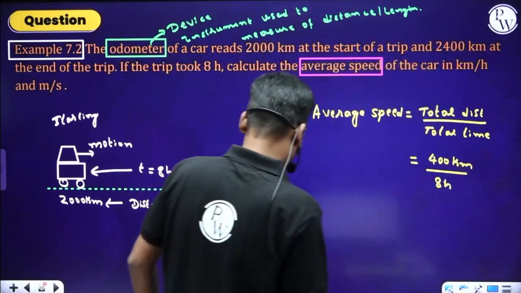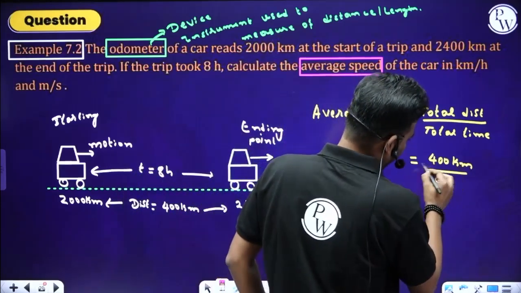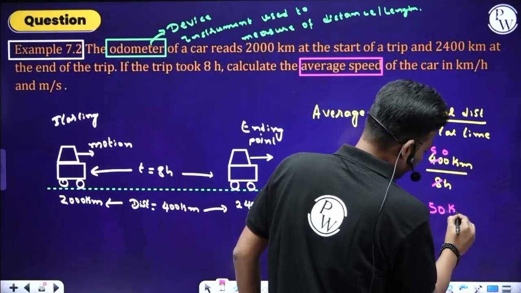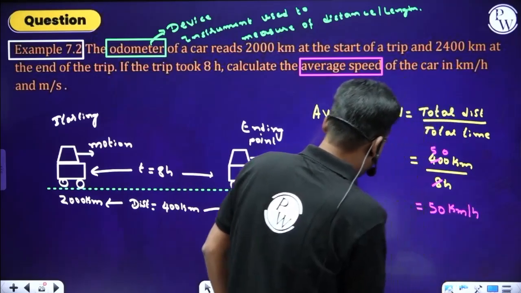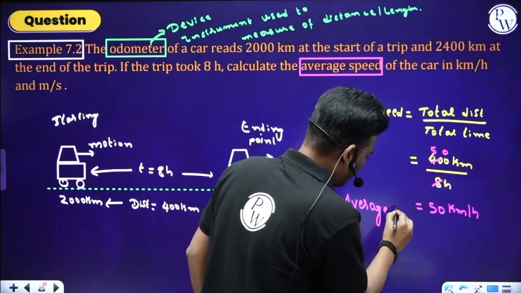Okay, so here you can see, 8 fives are 40, so 50. So average speed, that is 50 kilometer per hour. Okay, so this is average speed.